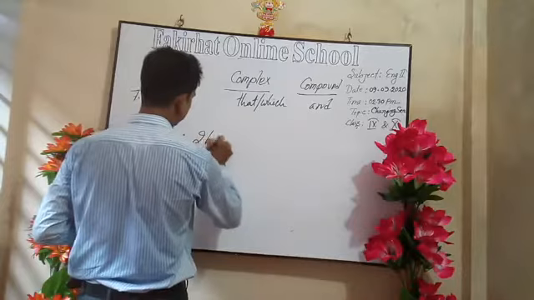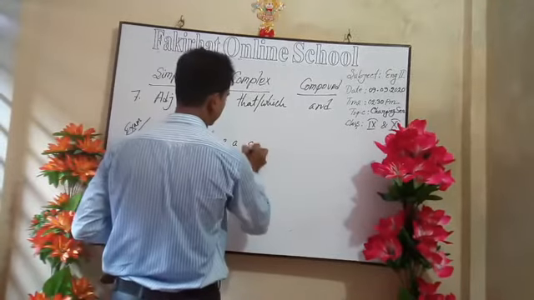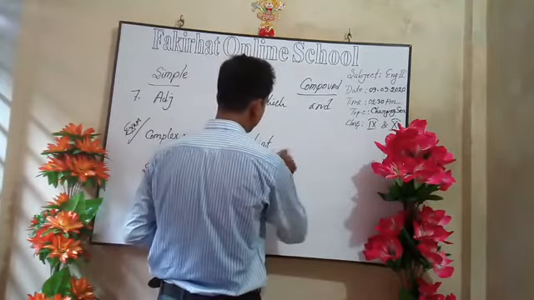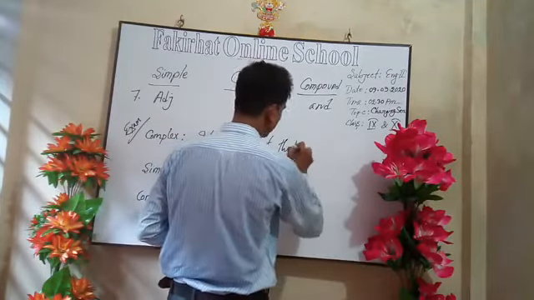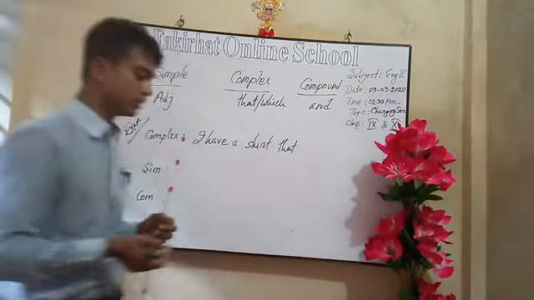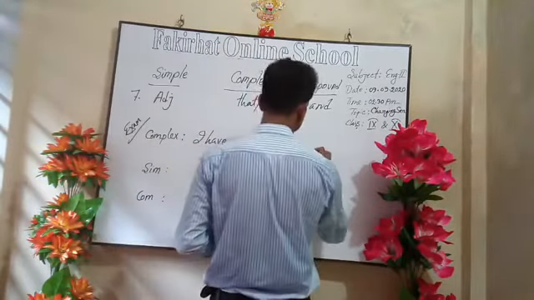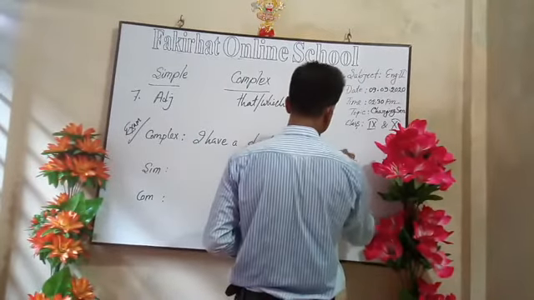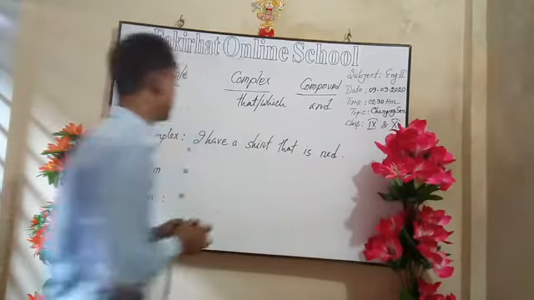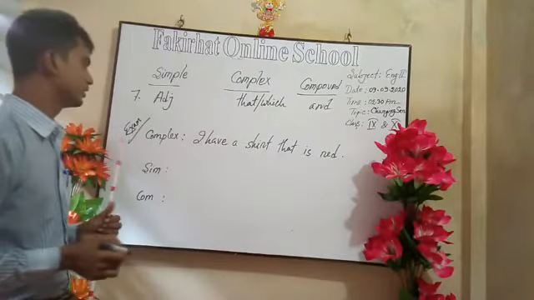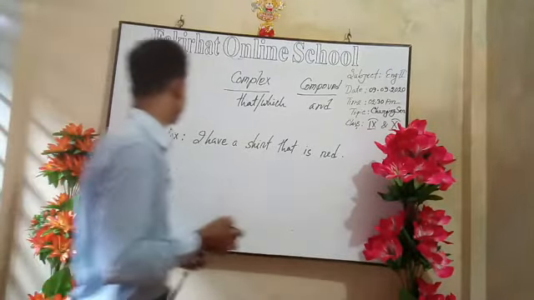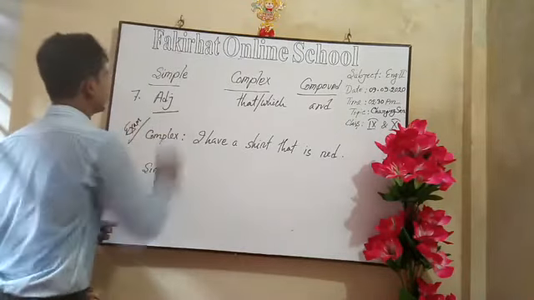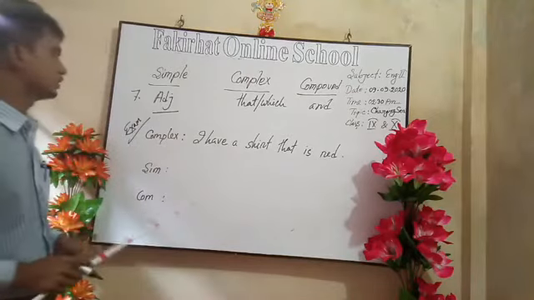I have a shirt. I have a shirt that is, that or which you can use this. I have a shirt that is red. I have a shirt and that is... I have a shirt that is red. This is a complex sentence. Here we can use adjective first.